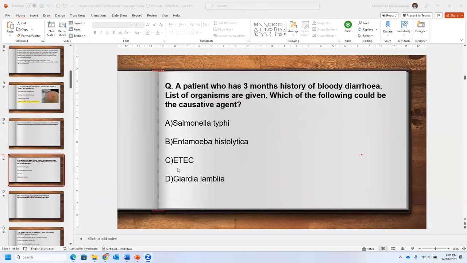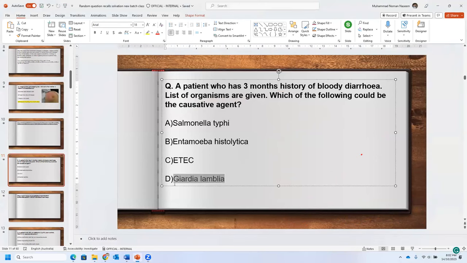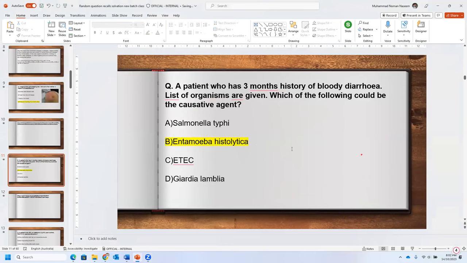If it is just diarrhea and it is persisting for more than 2 weeks, bubbly, smelly, floaty diarrhea, then that is Giardia lamblia. Always think about Giardia lamblia. All right, guys.